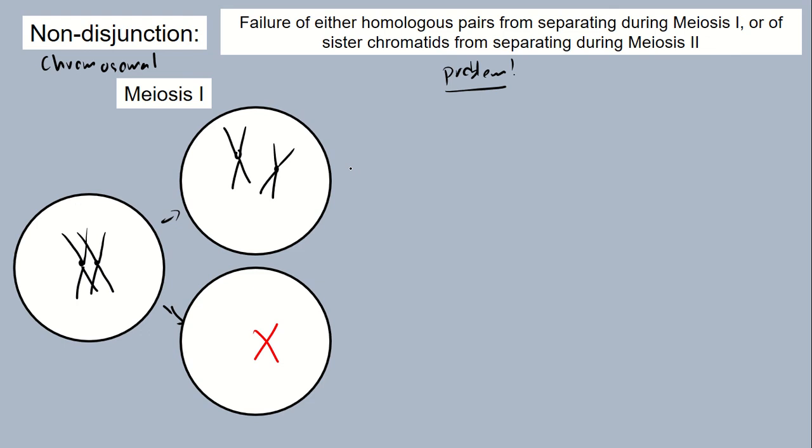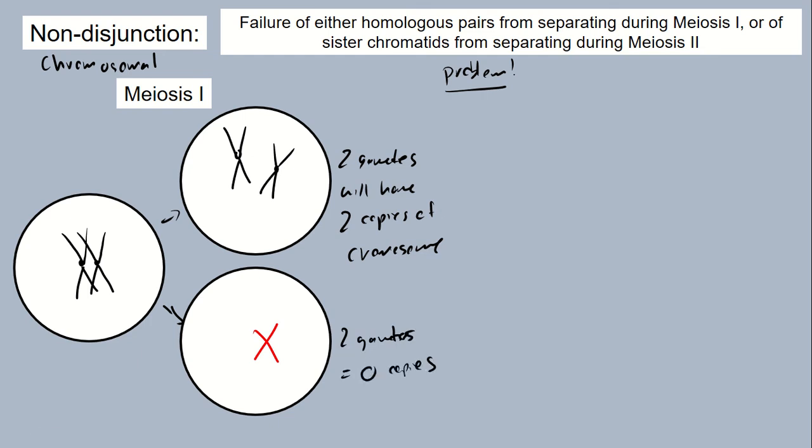So in this case, the two gametes that are derived from this cell during meiosis 2 each will have 2 copies of the chromosome. And then the two gametes down here will have 0 copies. Okay, so right away you can start to imagine how much of a problem this might be. So twice the number of genes in this case, and none of the genes in this case. So that's a pretty big problem.